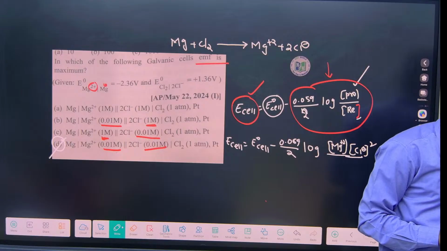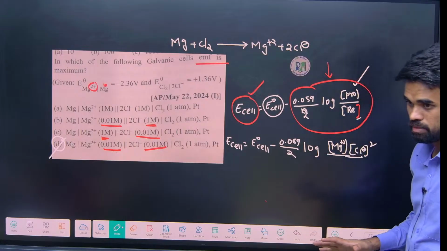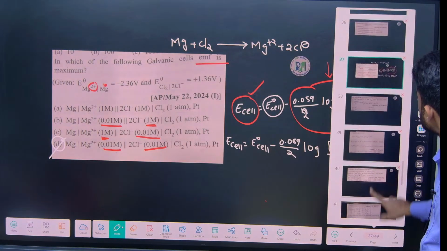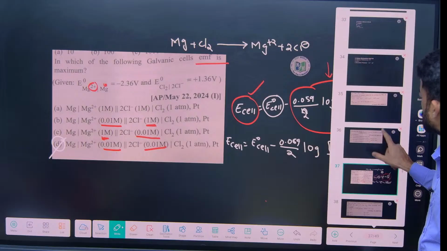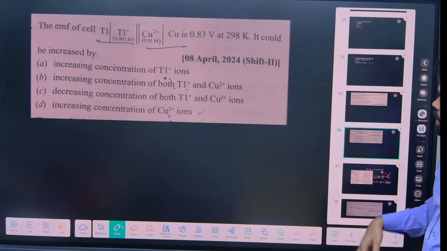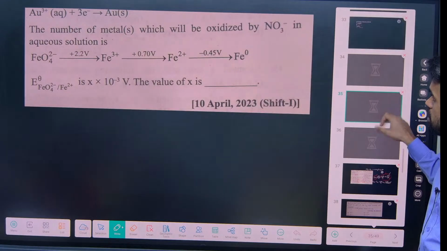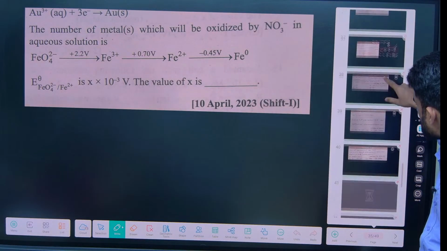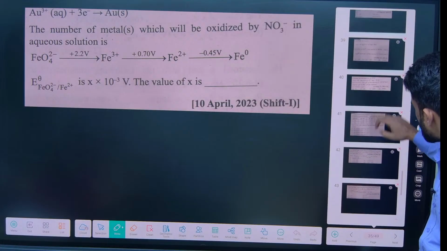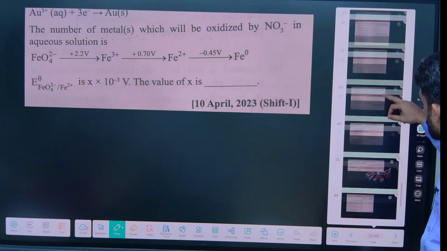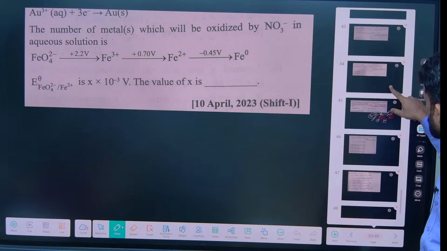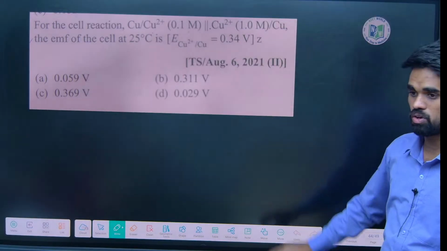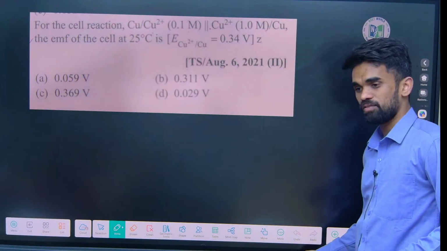Now I will give you a few more questions. You just practice them. Try to answer me in the next class. This question, and this question, and the one which I have given previously, this one. Three questions as homework. You just try them, and if you have any confusion you can ask me.